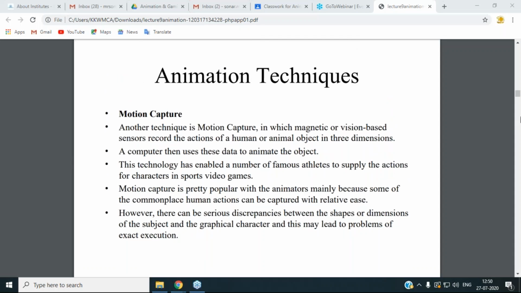Similarly, one more technique is motion capture. So what is meant by motion capture? Here we are using some kind of magnetic or vision-based sensors which record the actions of a human or an animal object in 3 dimensions.